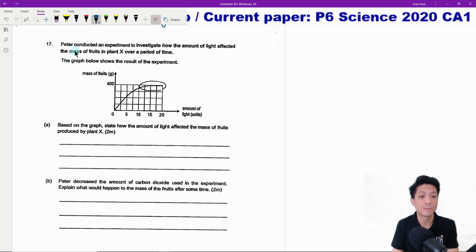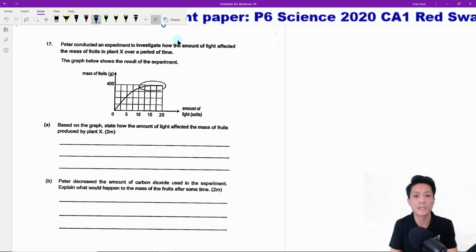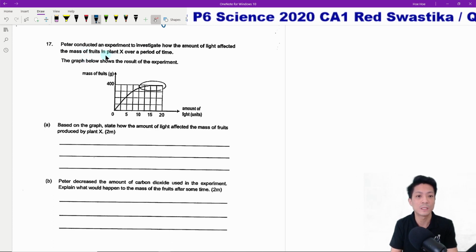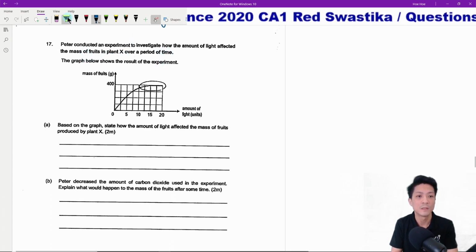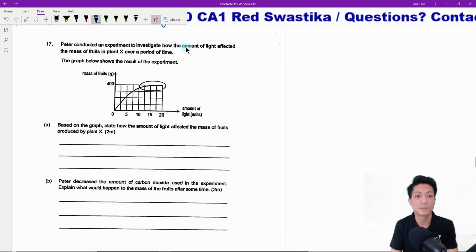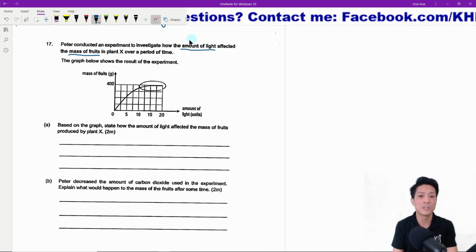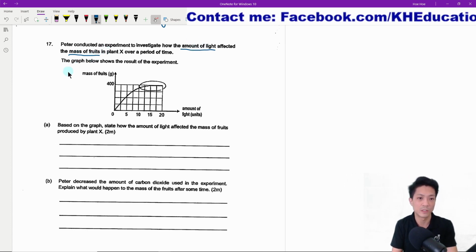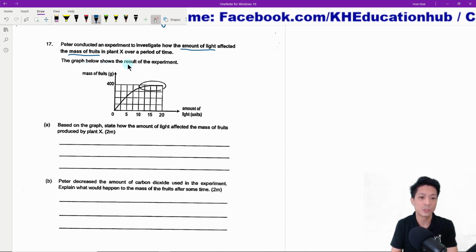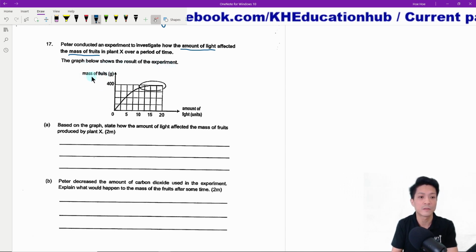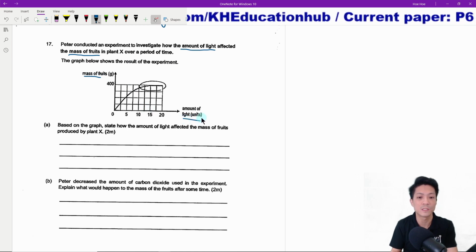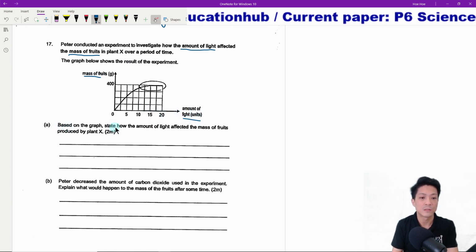Okay, question 17. Peter conducted an experiment to investigate how the amount of light affected the mass of fruits in plant X over a period of time. So remember, when you're reading the question, the amount of light is the changed variable and the mass of the fruits is the measured variable. The graph below shows the results of the experiment. Okay, a graph that shows you the mass of the fruits versus the amount of light. Based on the graph, state how the amount of light affected the mass of the fruits produced by plant X.